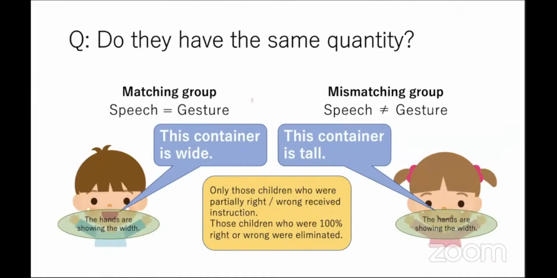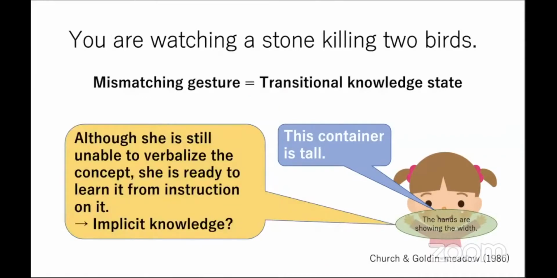The answer was the mismatching group, because they were able to learn more than the people in the matching group. So researchers claim that mismatching gesture is a sign that the person is in the transitional knowledge state, just like we saw in the baby's case. They claim that although she is still unable to verbalize the concept, she maybe is ready to learn from instruction on it. And they say it could be implicit knowledge.